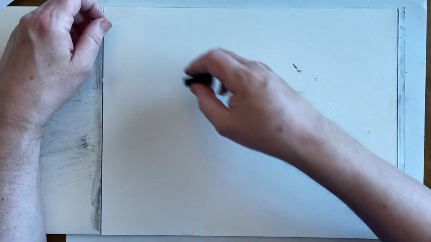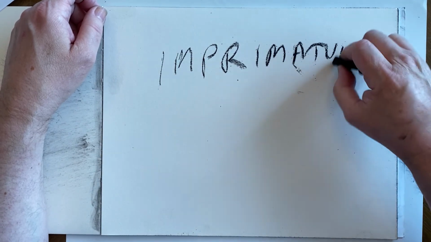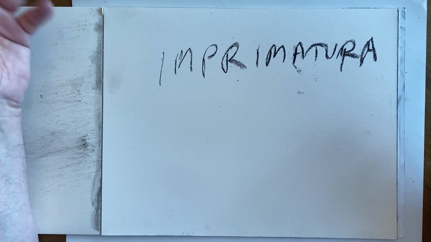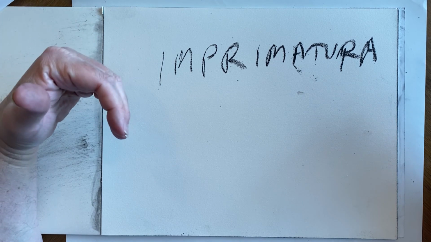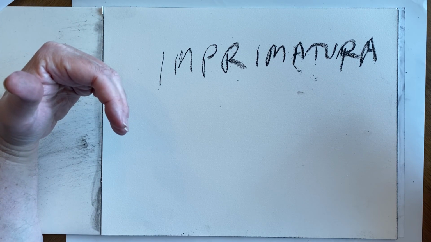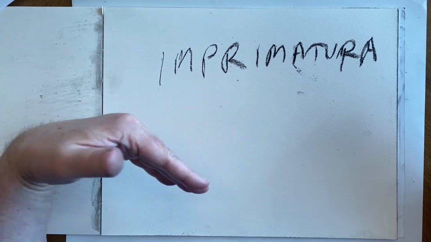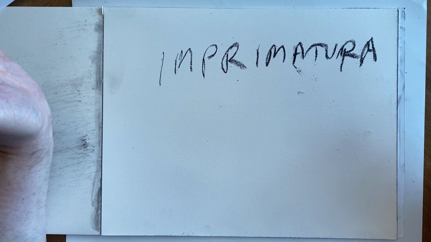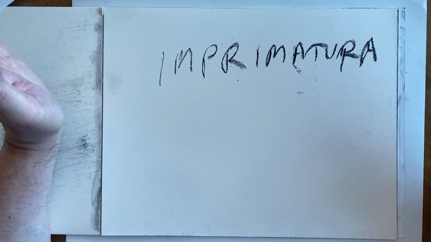So we're going to start with something called an imprimatura, which I hope I'm spelling correctly. It's an Italian term from the Renaissance. It's a painting term, really. It's a way that artists will prepare their canvas with a light coat of typically a kind of brownish middle tone that goes over every part of the canvas before they begin depicting figures or whatever it is that they're painting.